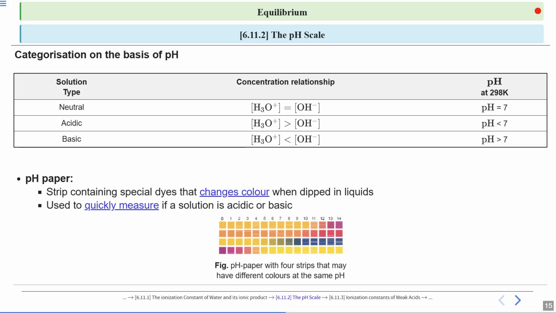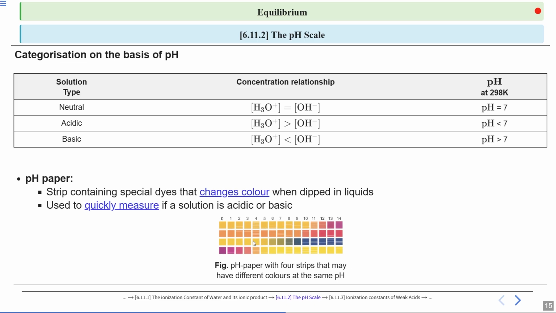So here is an example of this. These are some strips that you are seeing: the first strip, second strip, third strip, and fourth strip. Any of these 4 strips can be used for acid base determination. So you can use the first one also. You can see that in the first one, it has a yellow color at 0 pH, and slowly it goes to purple color.